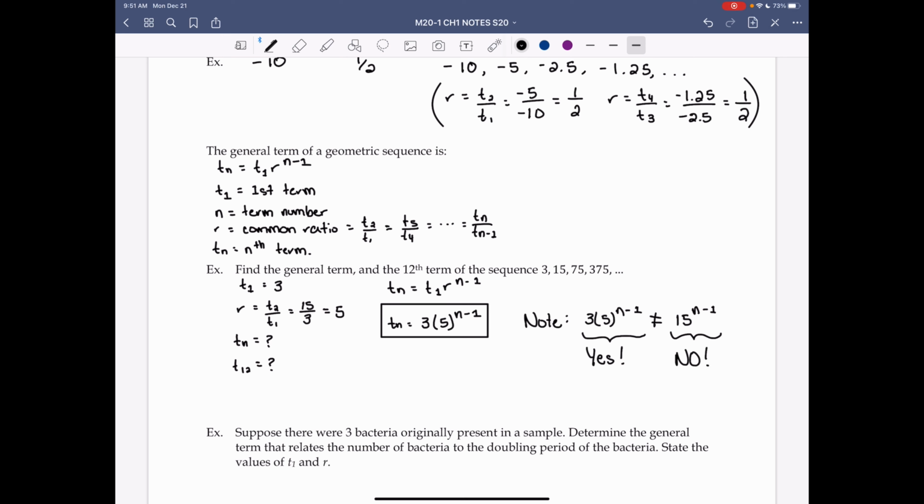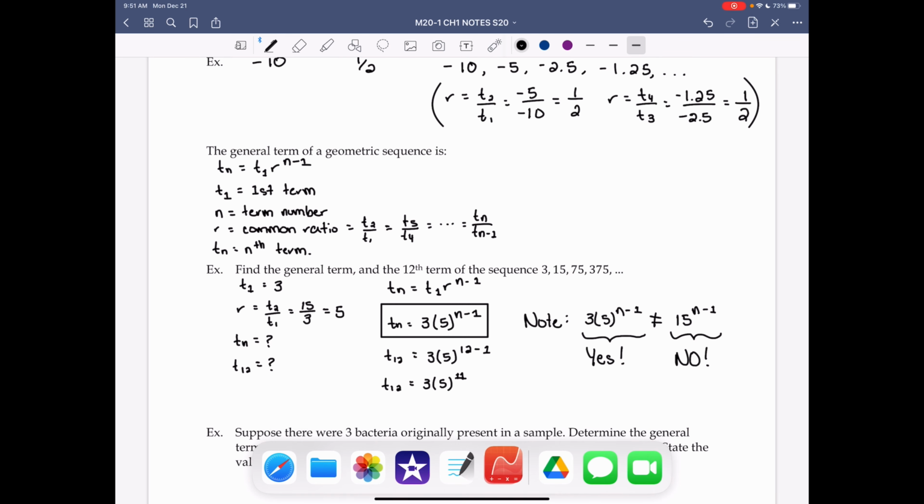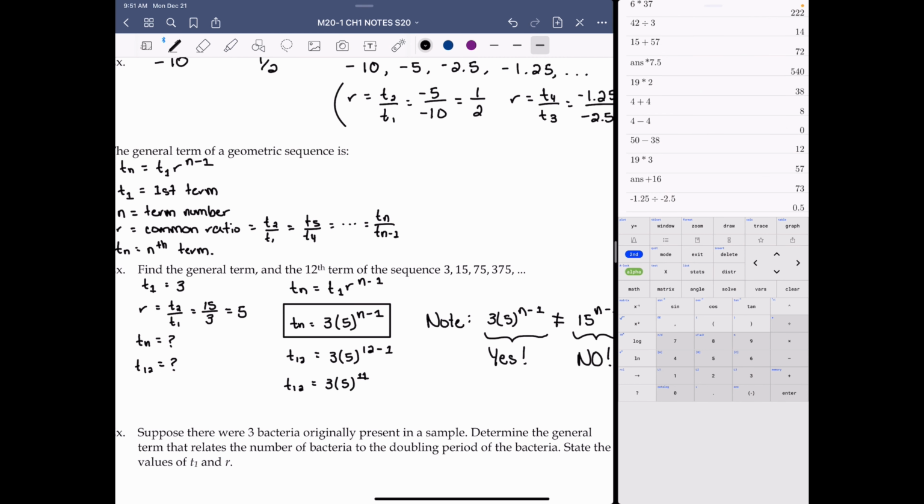And then we want the 12th term, so T12 equals 3 times 5 to the power of 12 minus 1. T12 equals 3 times 5 to the power of 11. And then we calculate. Three times 5 to the power of 11 is a large number. T12 equals 146,484,375.